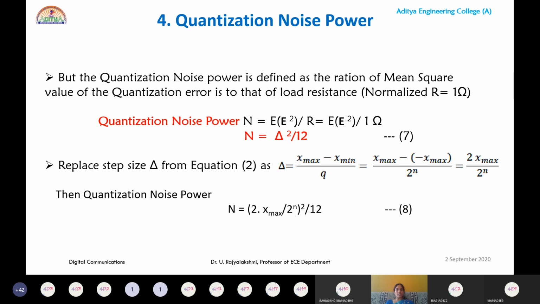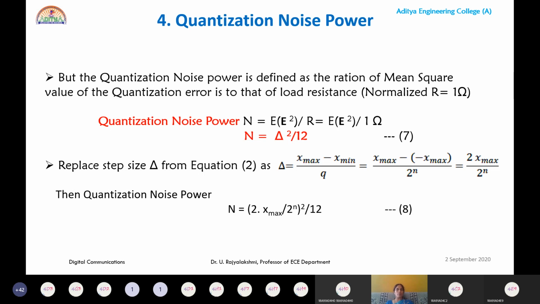Okay. Now please observe the seventh equation. That seventh equation represents the quantization noise power, which is nothing but the denominator section of SNR. So finally we derived the denominator part.